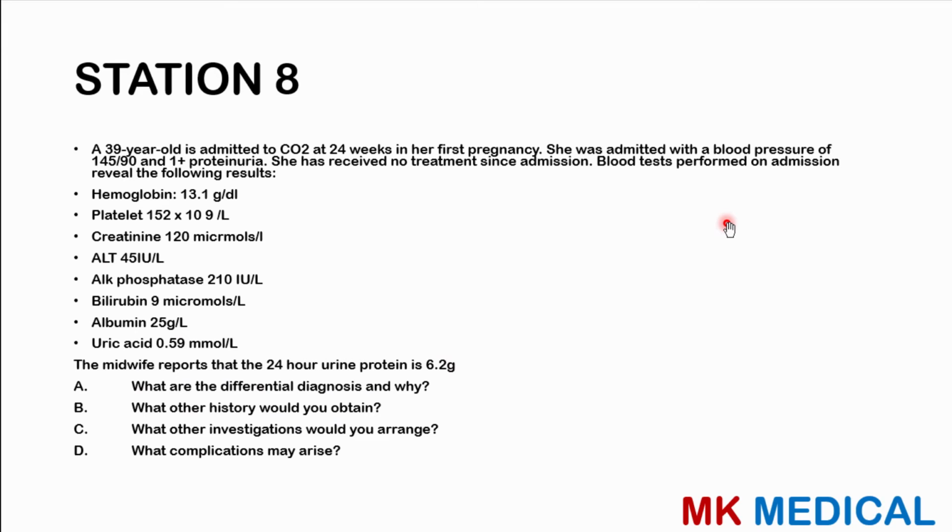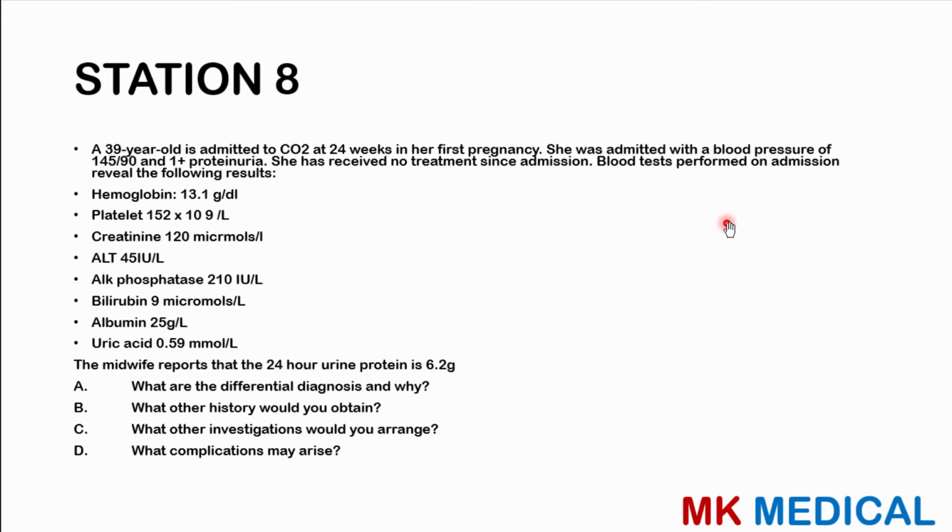Moving on to station 8, so you have a 39-year-old that is admitted to the ward at 24 weeks in her first pregnancy. She was admitted with a blood pressure of 145/90 and proteinuria 1+. She received no treatment since admission. Blood tests performed on admission reveal the following. So hemoglobin 13.1, platelets 152, creatinine 120, ALT 45, ALP 210, bilirubin 9, albumin 25, uric acid 0.59.